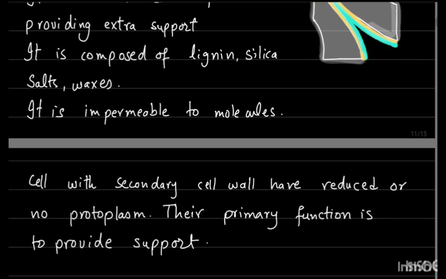So at maturity, such cells which have a thick layer of secondary cell wall become dead. Cells with the secondary cell wall have either reduced protoplasm, like in the case of phloem, or they may have no protoplasm, in the case of xylem.